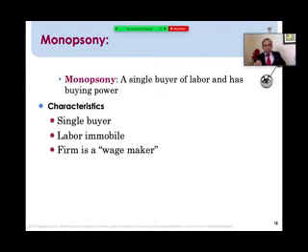The characteristics of a monopsony are a single buyer of goods and a single employer. The market is highly immobile. So basically the people have no choice but to work for this firm. And the monopsony may have the ability to be a wage maker. In other words, it tells the people, hey, I'm only going to pay you this X amount of dollars as a wage, take it or leave it.